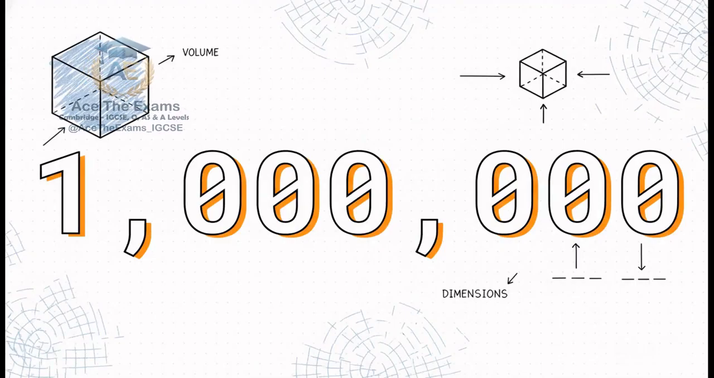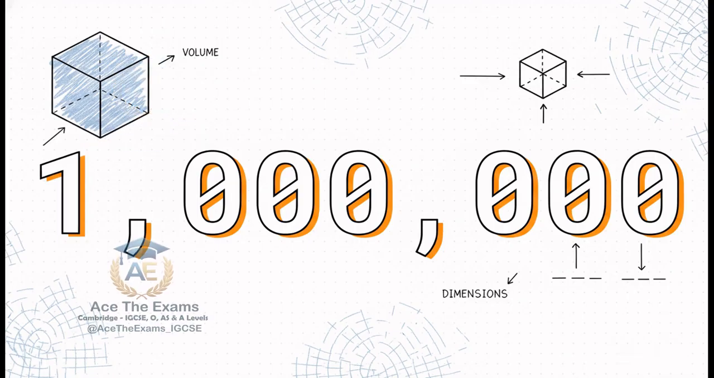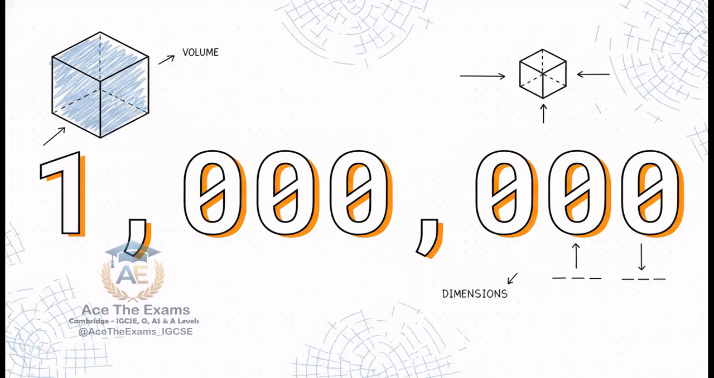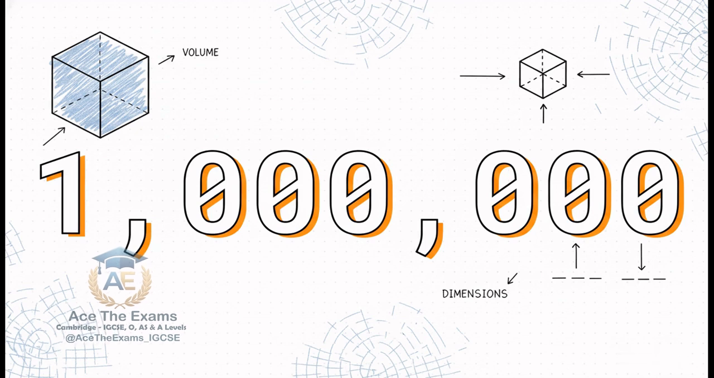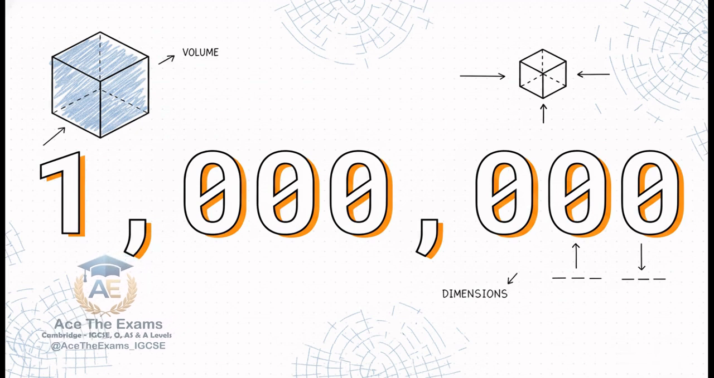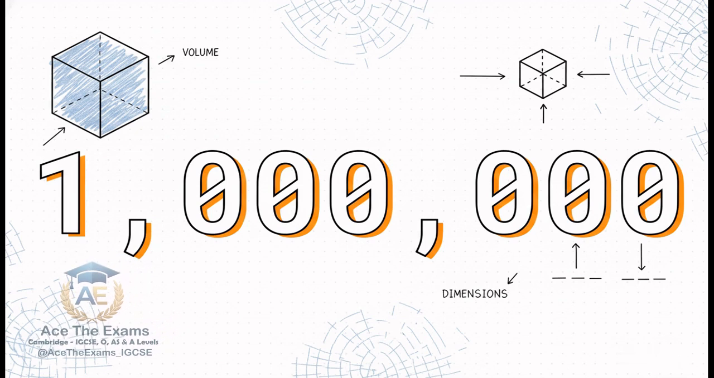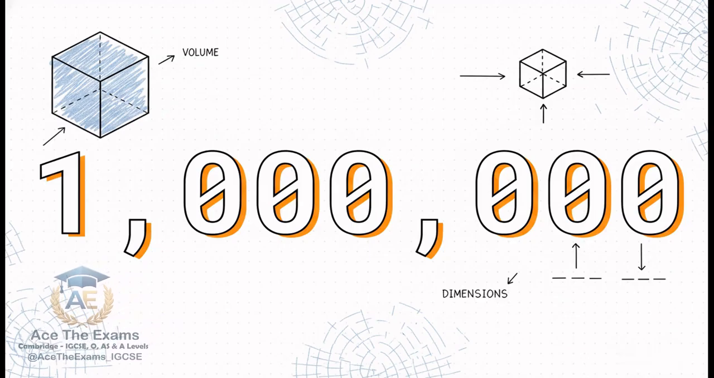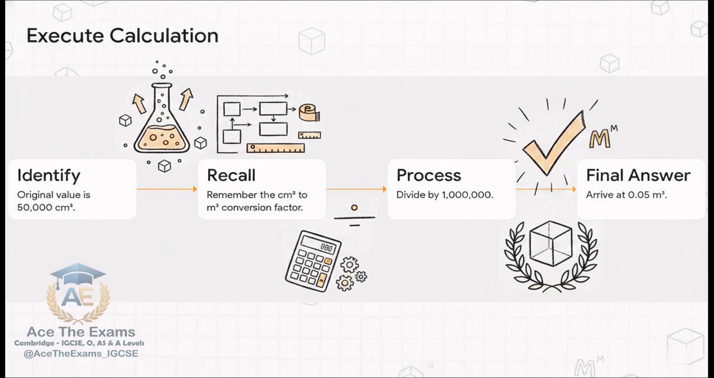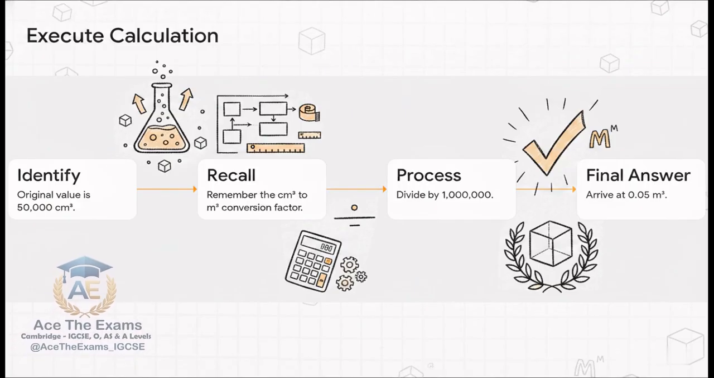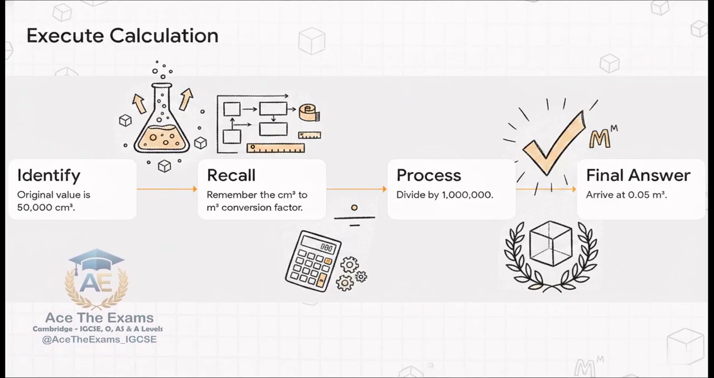Did you guess it? 1 million. To convert from cubic centimeters to cubic meters, you must divide by 1 million. Because a volume is three-dimensional, it is 100 times 100 times 100. The sheer scale of this conversion difference is absolutely staggering, and it's exactly why examiners love testing it so much. It separates the students who just memorized a basic rule from the students who truly understand physical dimensions. Let's move to the execution and see how this framework builds into an examiner-style correction step by step.